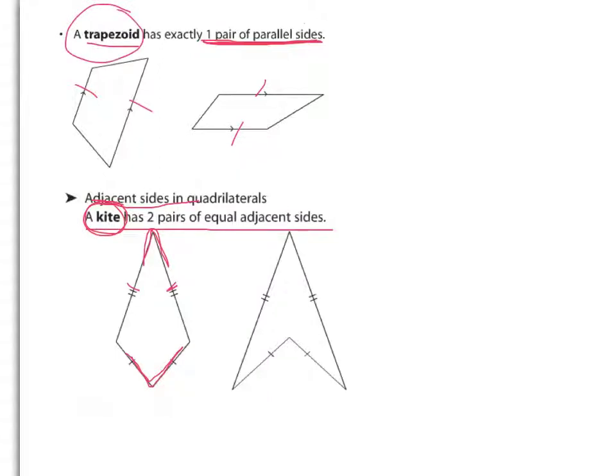So just helping you to name those shapes based on their attributes. If a shape has two pairs of equal adjacent sides, be they facing in at the bottom or facing out, doesn't matter. As long as there are two pairs of equal adjacent sides, it's considered a kite. As long as there's exactly, careful, only, can't have more, can't have less, one pair of parallel lines, it would be a trapezoid.